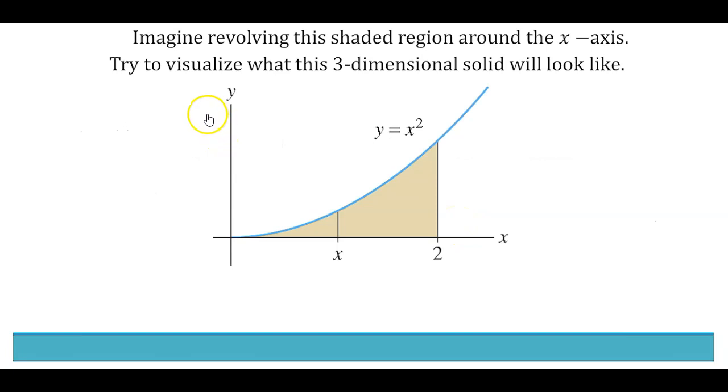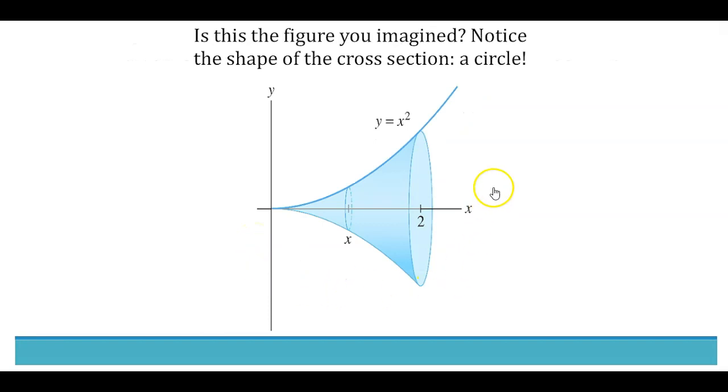Take a minute to clear your mind and imagine revolving the shaded region around the x-axis. Try to visualize what this three-dimensional solid will look like. So we're taking this region here, extending from 0 to 2, and rotating it around the x-axis. Imagine what that three-dimensional solid will look like. Is this the figure you imagined?